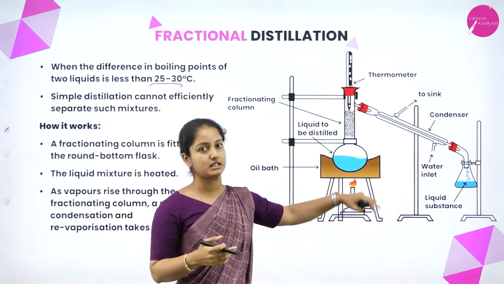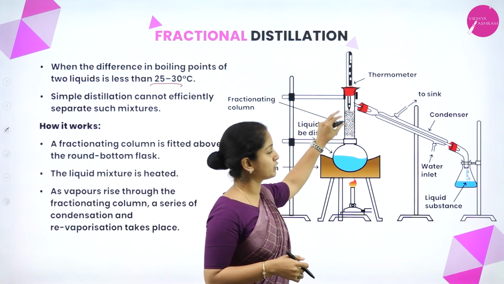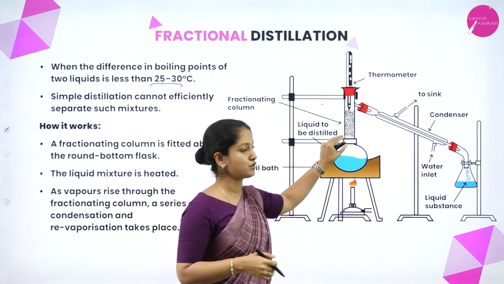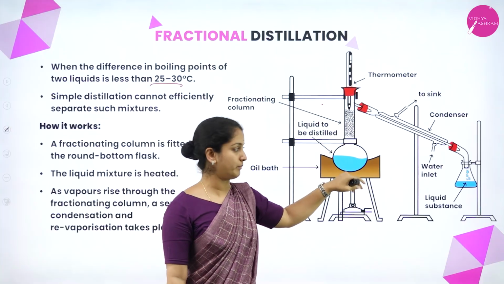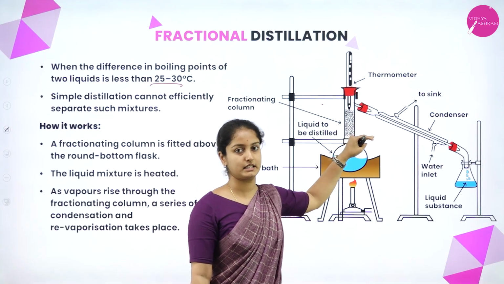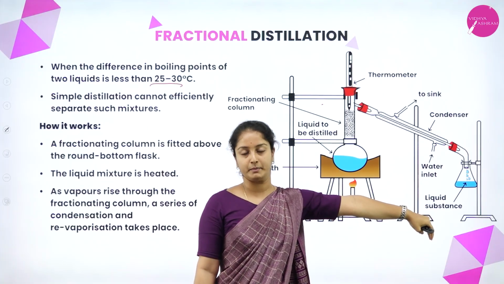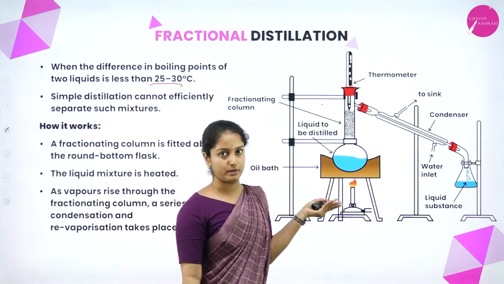The experimental setup goes like this, but one difference here is that on the round bottom flask there is a fractionating column which contains glass beads. When two or more liquids are there in the mixture, the vapors will settle on the plates. Later they get condensed and can be collected one by one. So, here also the same procedure is carried out.